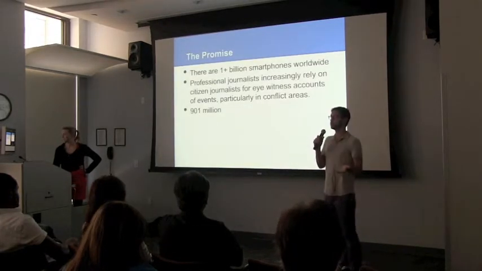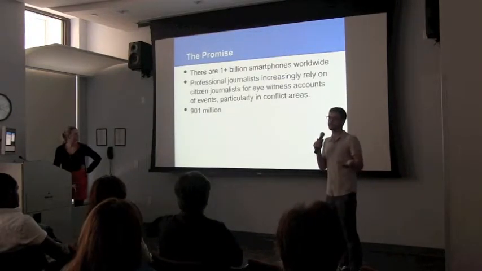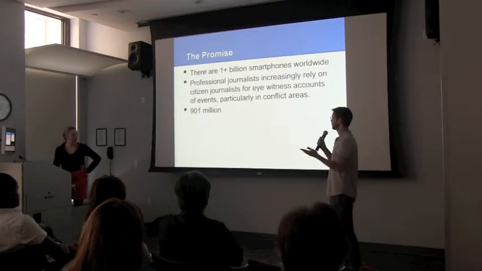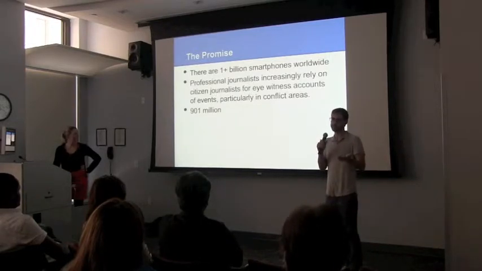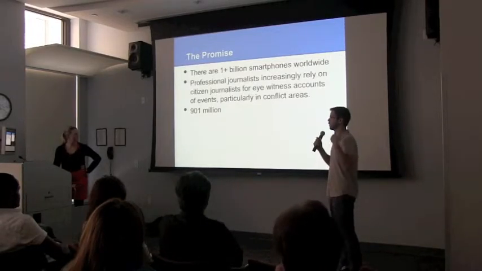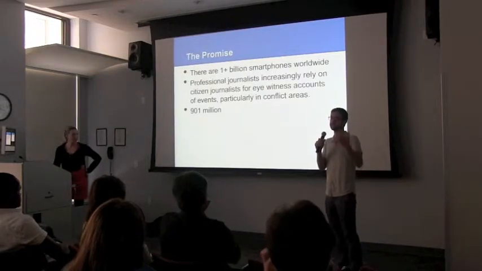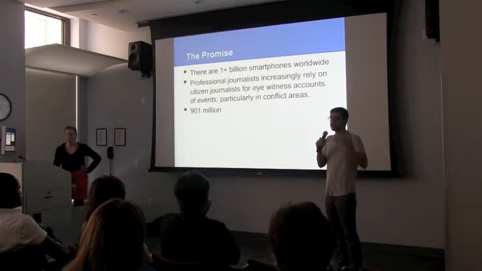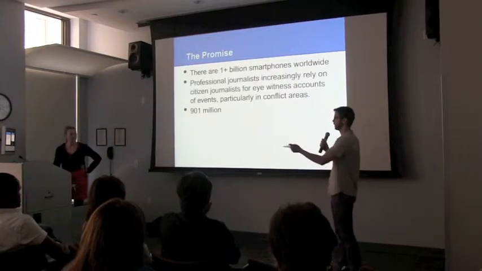So what's the opportunity here? Well, there are over 1 billion smartphones available worldwide, and that number is only going up. And increasingly, professional journalists are relying on citizen journalists and citizen witnesses, especially in conflict scenarios. And over time, the chances that the closest person to a newsworthy incident is going to be a professional journalist are very small. And so this is an incredible opportunity that's developing.